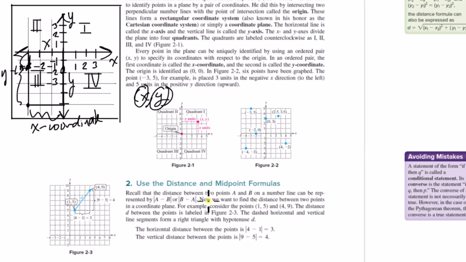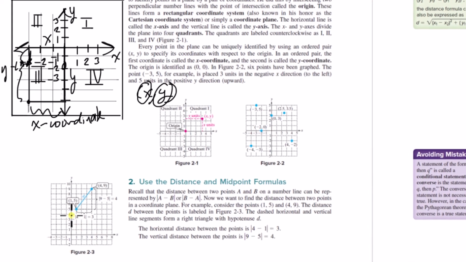Now we want to find the distance between 2 points in a coordinate plane. For example, consider the points (1, 5) and (4, 9). The distance D between the points is labeled here. We want to find this magnitude, this distance D. The dashed horizontal and vertical line segments form a right triangle with hypotenuse D.